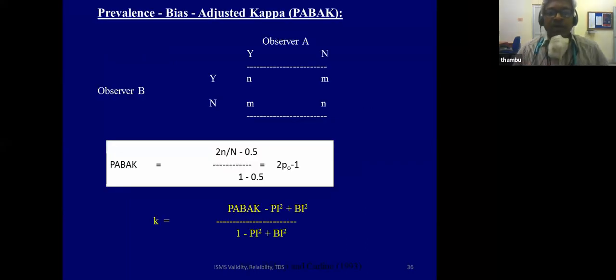So observer A, yes and no. Observer B, yes and no. Totals n, m, m, and n. PABAK is equal to (2 times the small n divided by the total n minus 0.5) divided by (1 minus 0.5), which is equal to 2 times the observed probability minus 1. The formula for the kappa here is (PABAK minus pi square plus bi square) divided by (1 minus pi square plus bi square). This is the mathematical formula for PABAK.